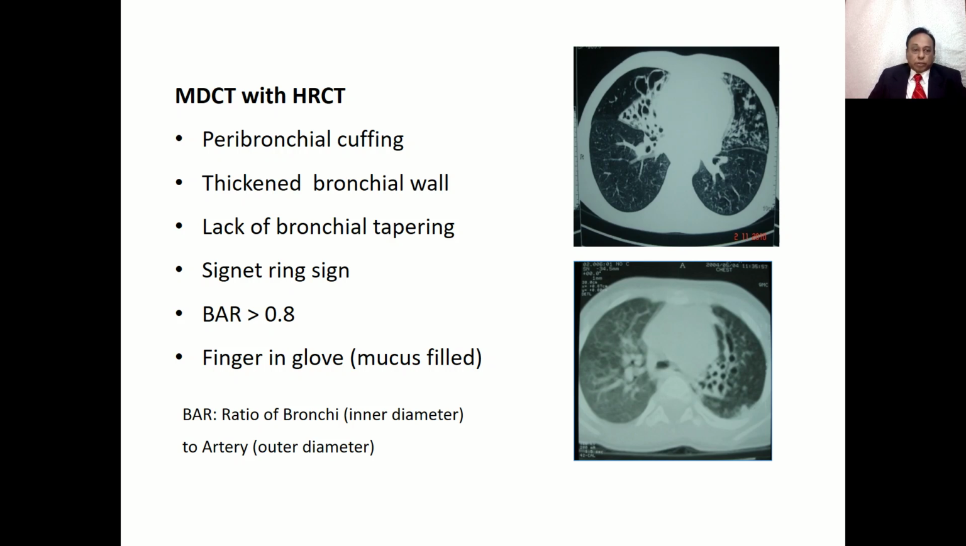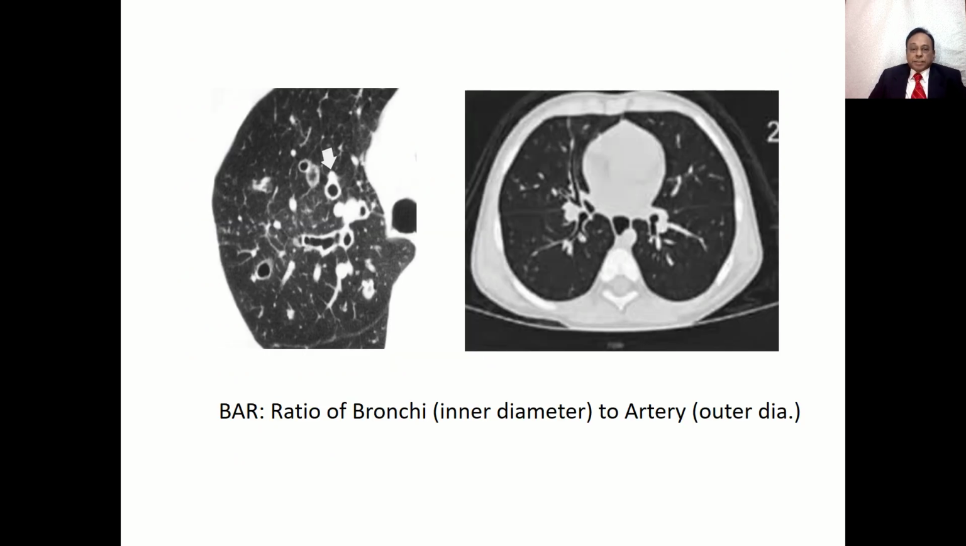Probably both of them are established. They are all saccular bronchiectasis. I think some people or some PGs may be interested. What is BAR? BAR means the ratio of the inner diameter of the bronchus to the outer diameter of the artery. Can you see that?